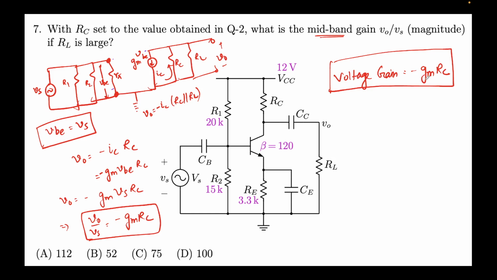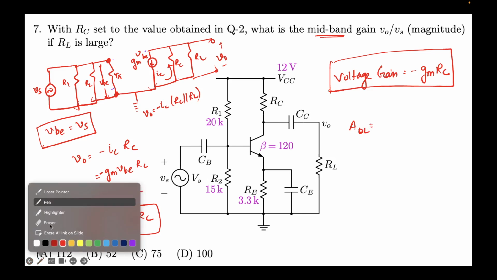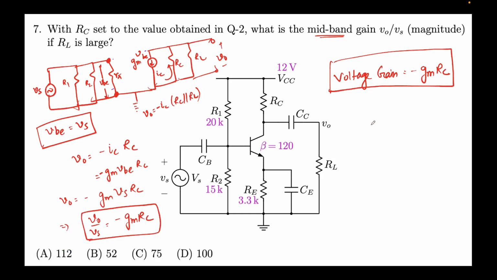Now we need a number, so that's just the easy part. What was the value of GM? I think it's also denoted by AOL, A open loop. So AV is minus GM, I think this was minus 50 mho, times RC, if I recall, was 2K. If I multiply it, this will come out to be minus 100. The negative sign denotes that polarity is reversed.